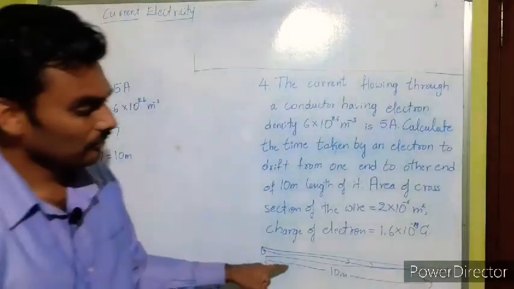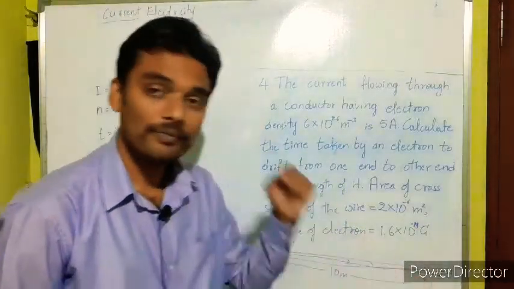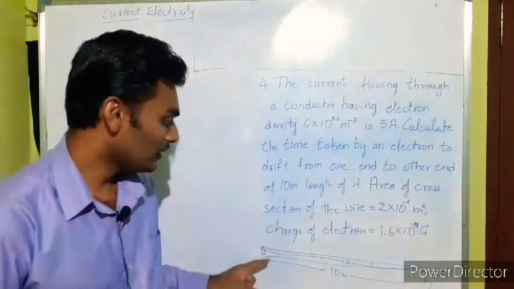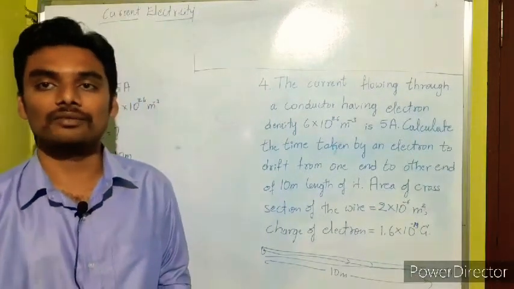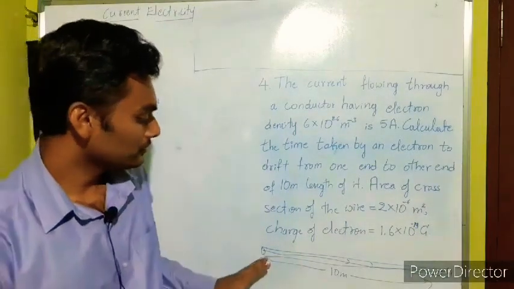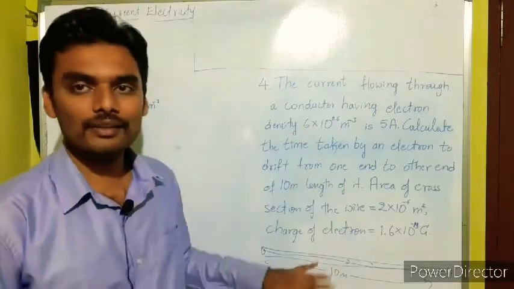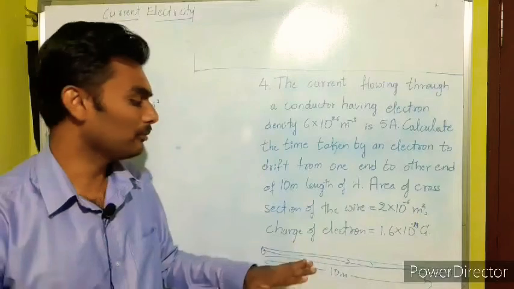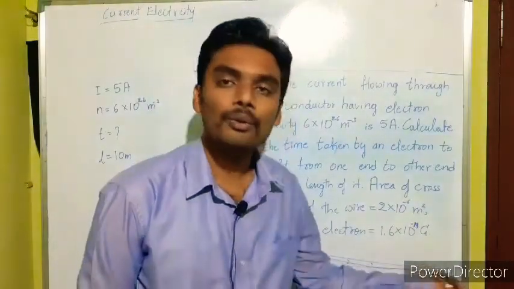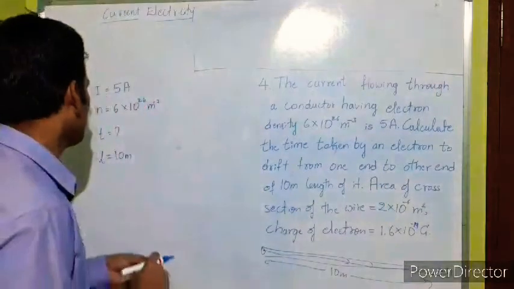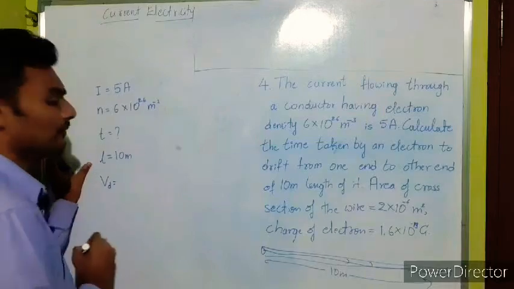Now what is the velocity with which it travels from this end to this end? The velocity with which the electron travels from this end to this end is nothing but the drift velocity itself, right? That itself is the horizontal velocity. Rest everything is thermal, random, nothing to worry about that. So the velocity with which the electron moves is the drift velocity, Vd.